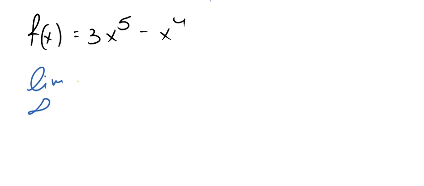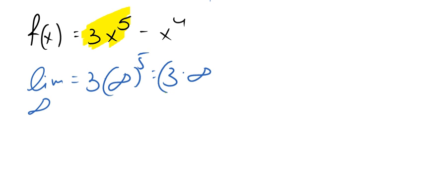Okay, next, a few more examples. What happens if my function is this? 3x to the power of 5 minus x to the power of 4. Well, if I plug infinity into the function, let's see what I get. I'm plugging just into the leading term. I only care about this. So I get 3 times infinity to the power of 5. So this is 3 times infinity. So this is infinity. So this function goes to infinity as I plug in infinity.